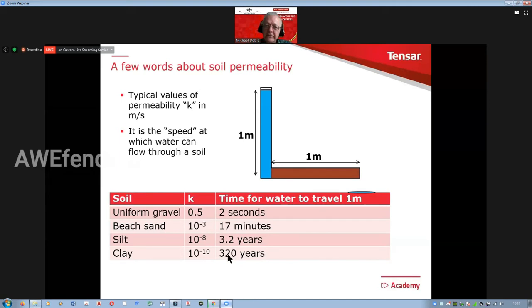Of course, what this means is that clays are effectively impermeable. And these numbers become incredibly important when we start to look at any analysis to do with consolidation and so on, using finite elements or whatever techniques you want to use. So understanding permeability and getting the right values is extremely important. But that's just another way of thinking about what those numbers mean. So just remember, clay, 1 meter thick, it takes about 300 years for the water to travel through it. So highly, highly impermeable.